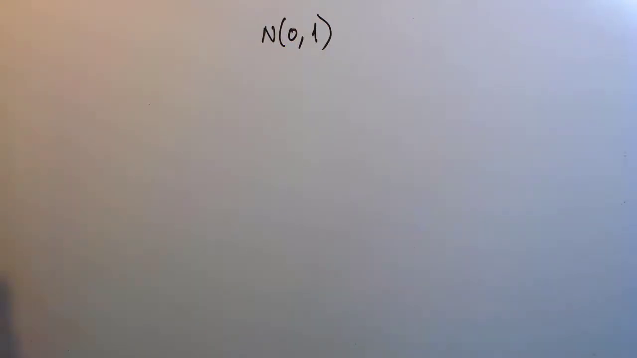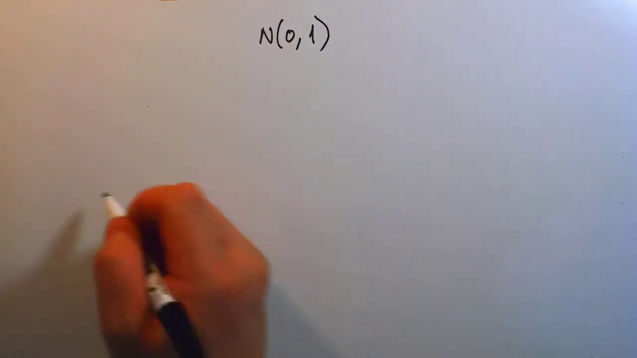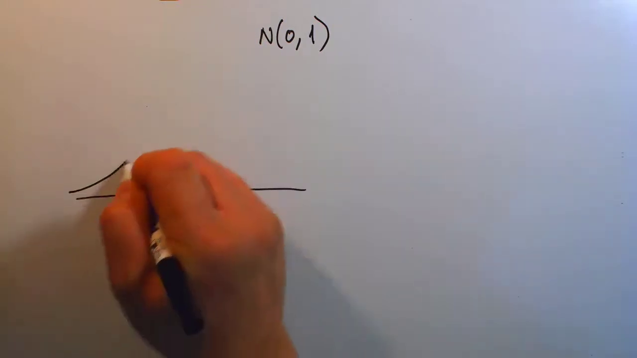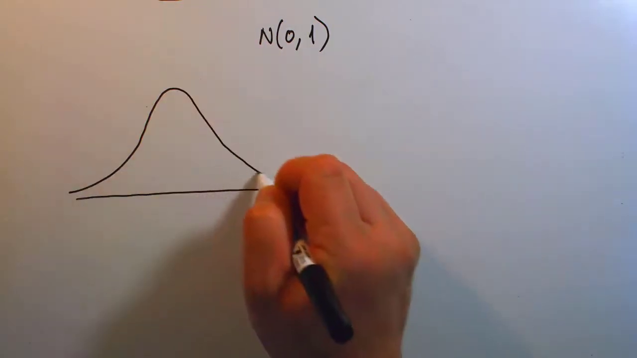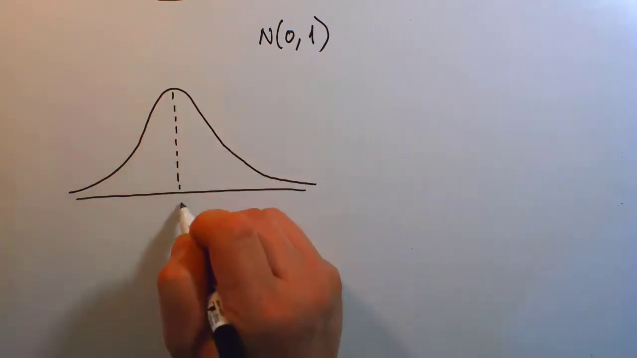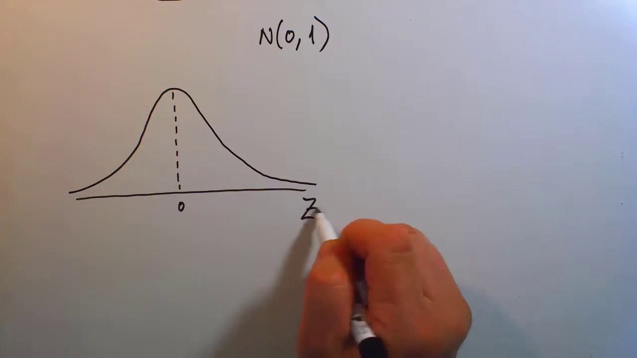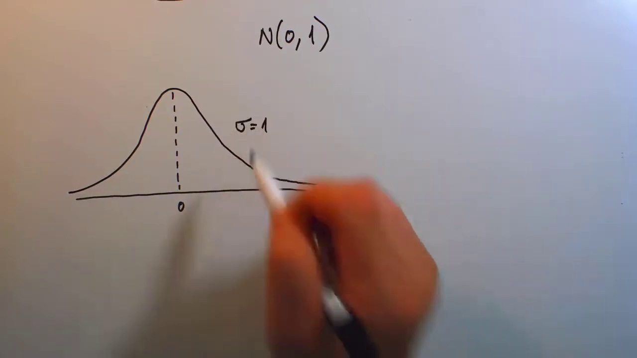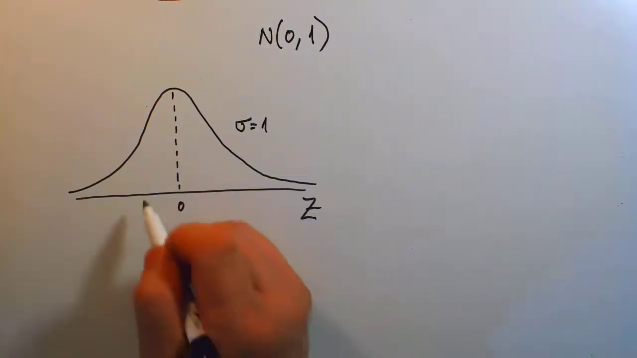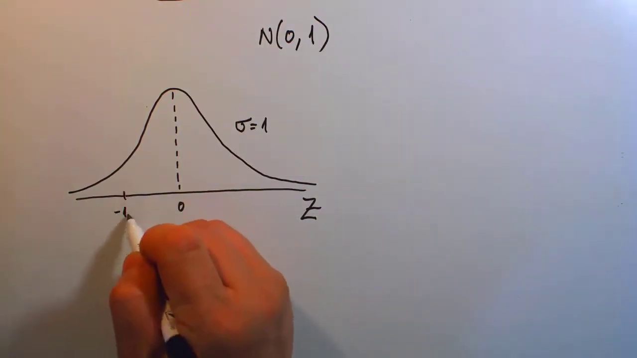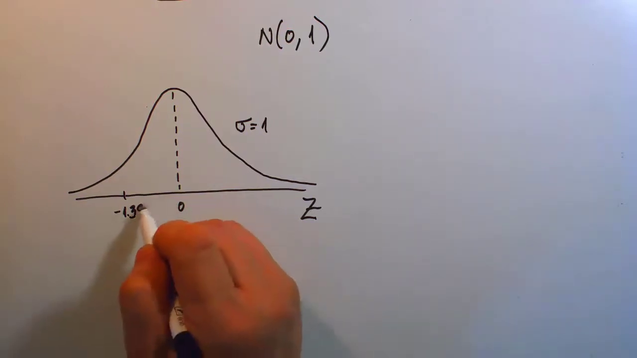Let's find a quick other example. Assume again that we are on the standard normal distribution, with the z variable on the horizontal axis and standard deviation equal to 1. Let's say I pick another z-score out of my own creativity. How about negative 1.35?